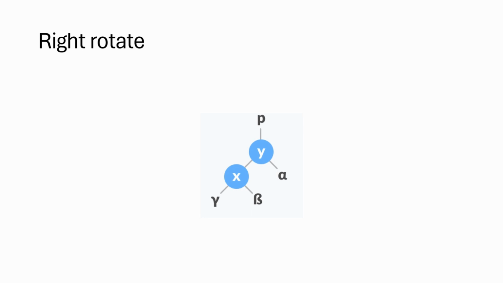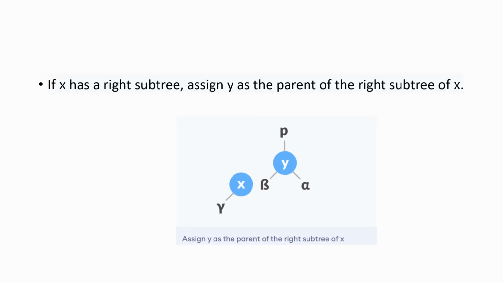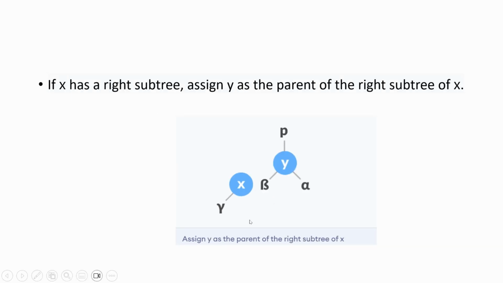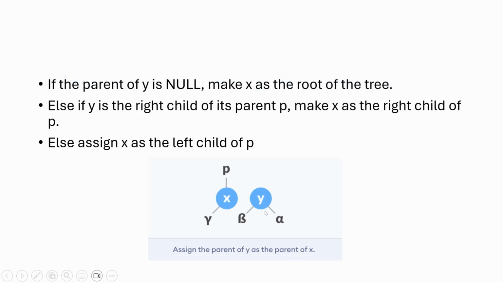Now let's look at this scenario. So this is your starting tree. Y has a child A, X has Y and B. If X has a right subtree, assign Y as the parent of the right subtree of X. X had Y, right? It's still the same for now. Y's got B and A. If X didn't have a right subtree, don't do anything.